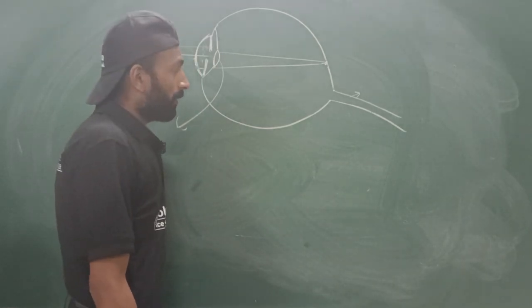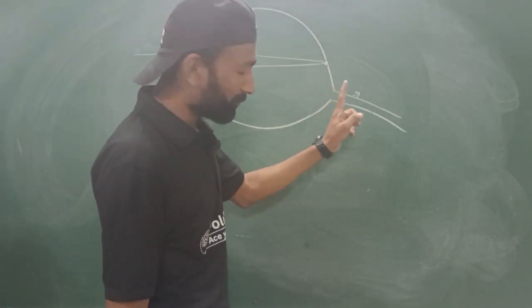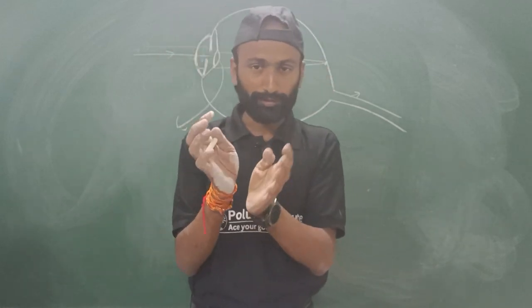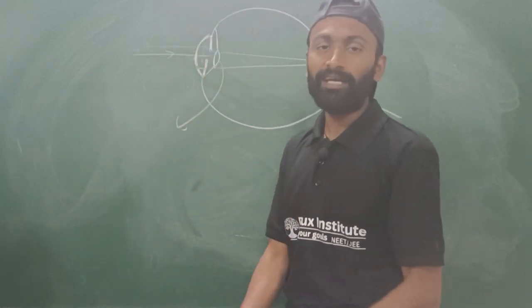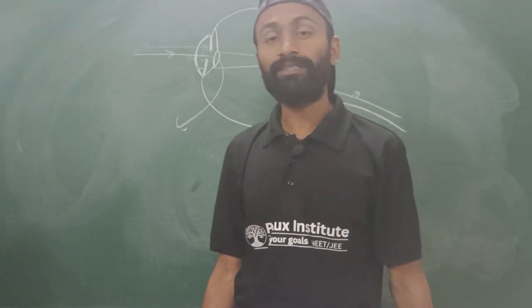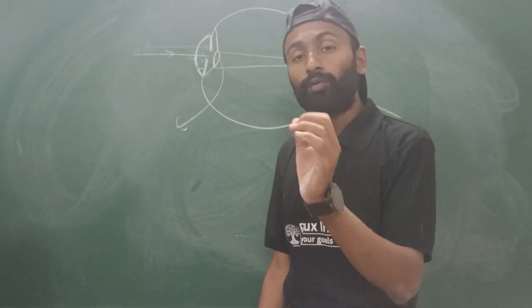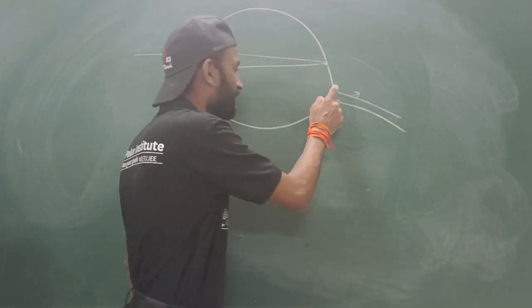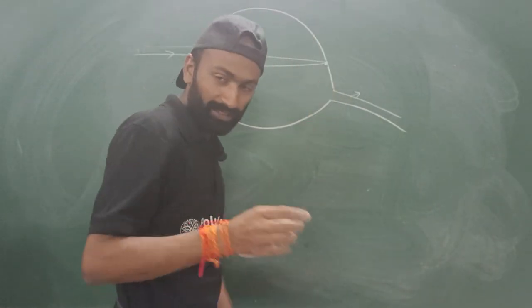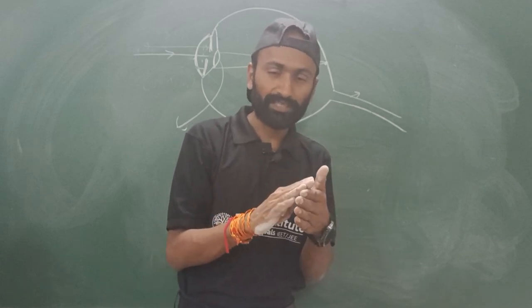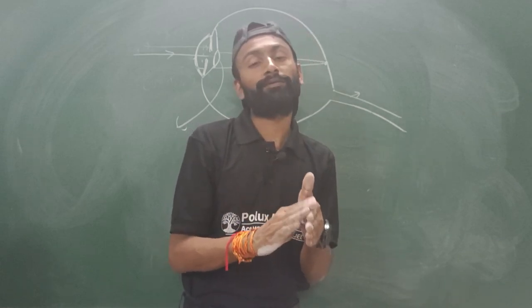Now at the point where the retina and nerves join, at that junction there is a dark spot. A dark spot means there will be no image formation, so you can't see that object. If the light falls on the junction of the retina and nerves, then at that point you can't see.